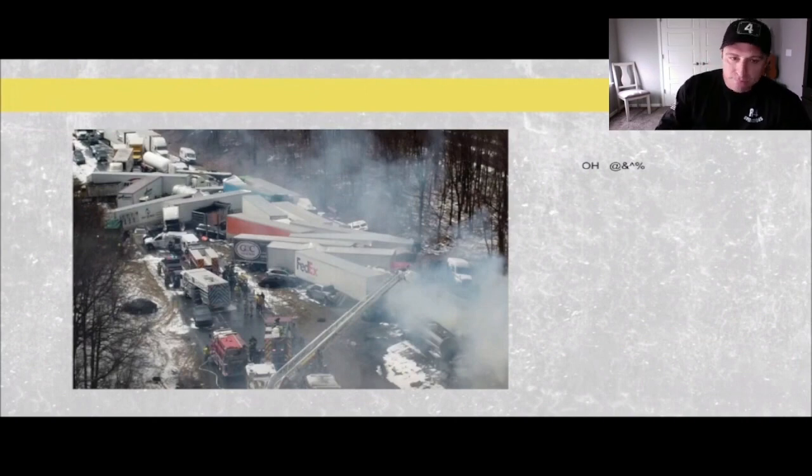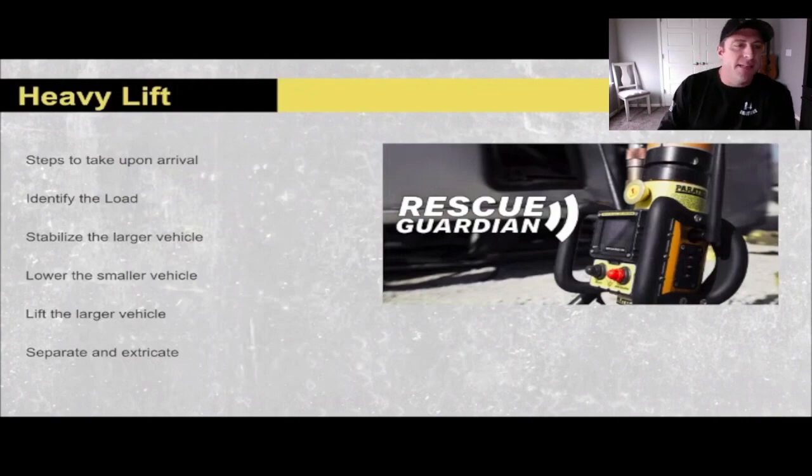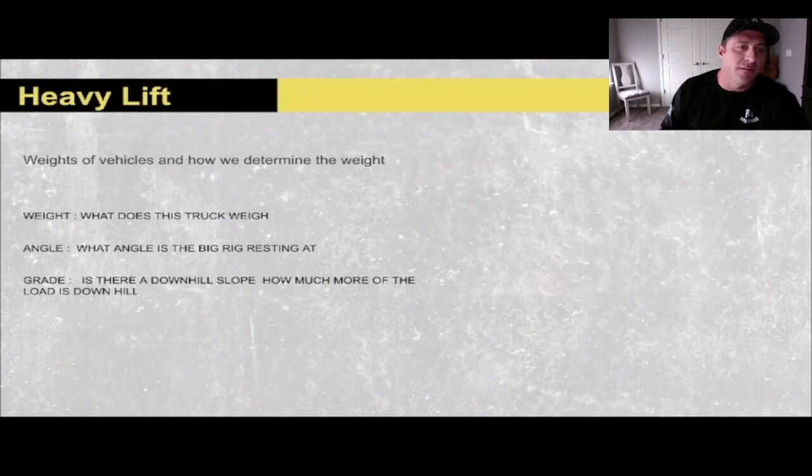When we talk about the five-step systematic process of big rig, we're looking at identifying the load, stabilizing the larger vehicle, lowering the smaller vehicle, lifting the larger vehicle, and separating and extricating. It's very important to work through these steps. One of the biggest things is to identify the load. When we talk about heavy lifting, anytime we move, shift, lift, or push anything that's heavy, we want to know what it weighs.